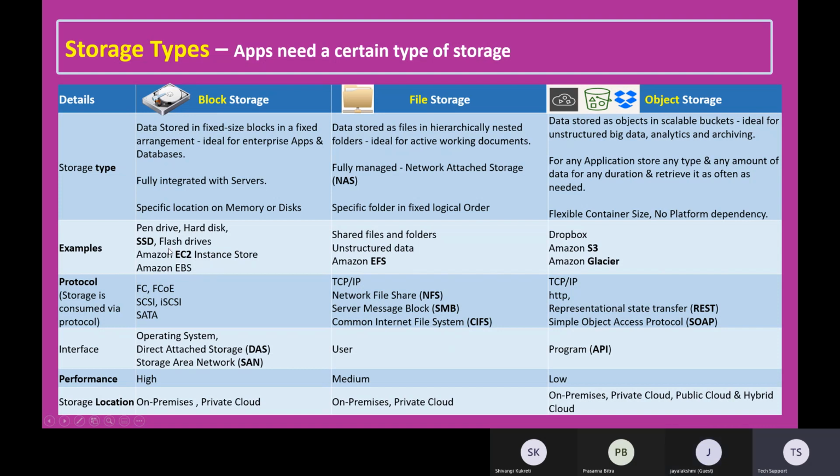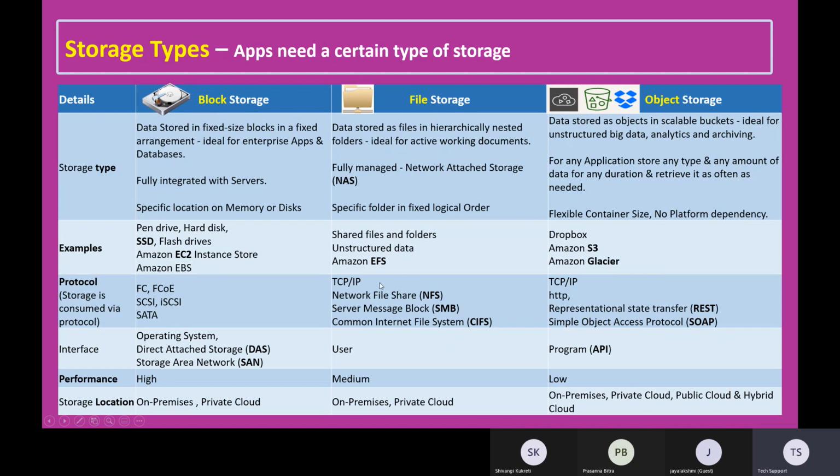So in our block storage, we have multiple protocols. Let's observe them one by one. First one is FC. FC means Fibre Channel. FCoE means Fibre Channel over Ethernet. Another one is SCSI. SCSI means Small Computer System Interface. iSCSI is the internet Small Computer System Interface. This is also one protocol. And SATA. These are all the block storage protocols.